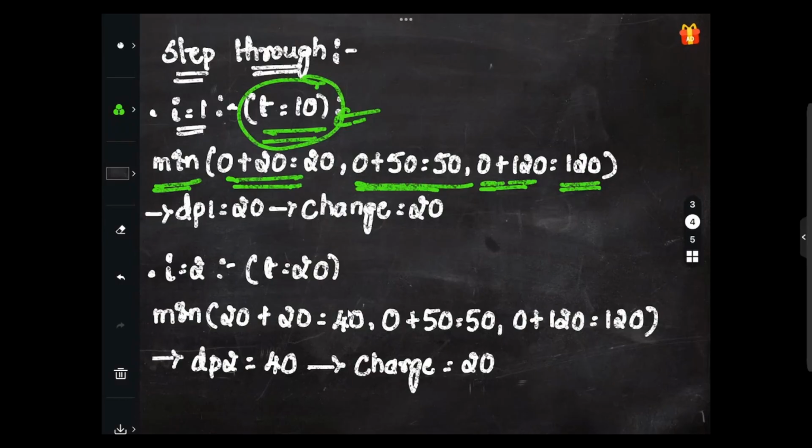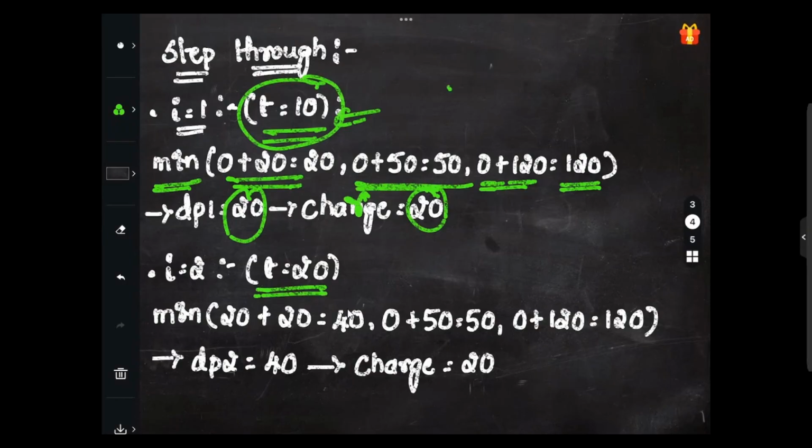So dp of 1 is 20. So here change is 20, right? Sorry, this is not change, this is charge. Basically charge is 20, right? So this is fine.